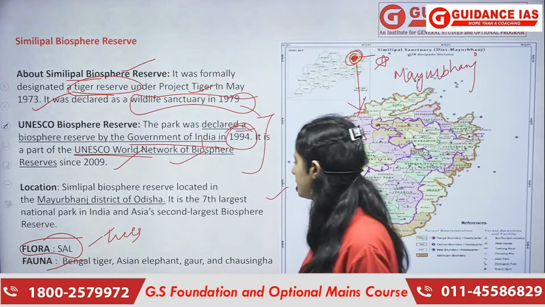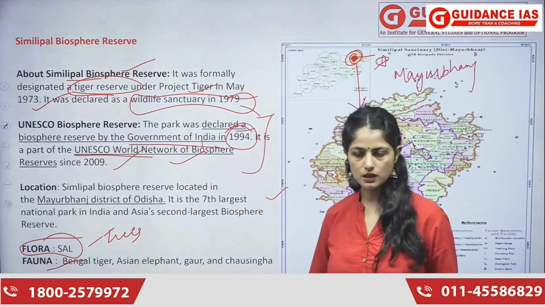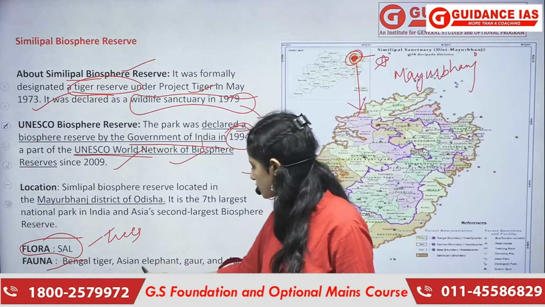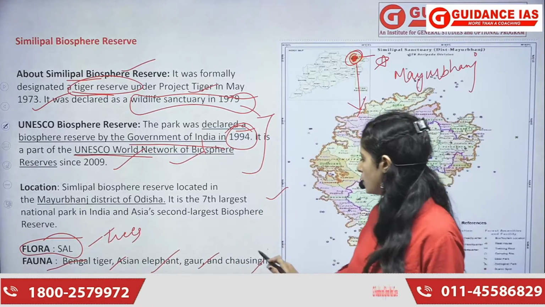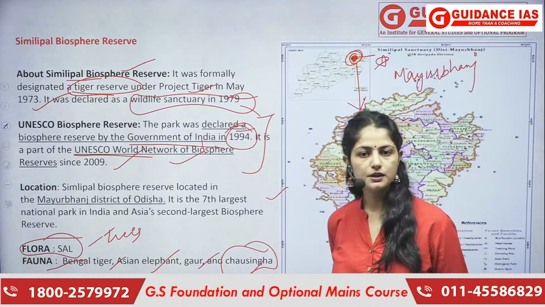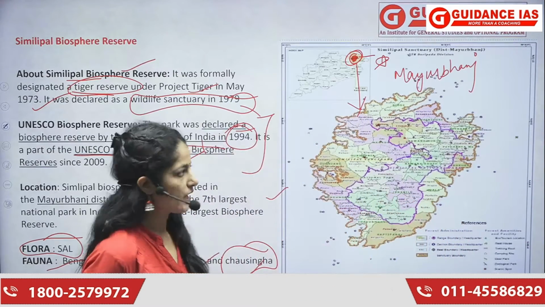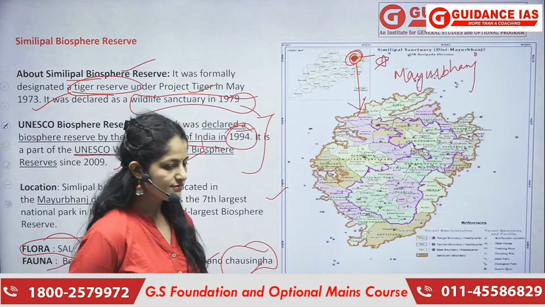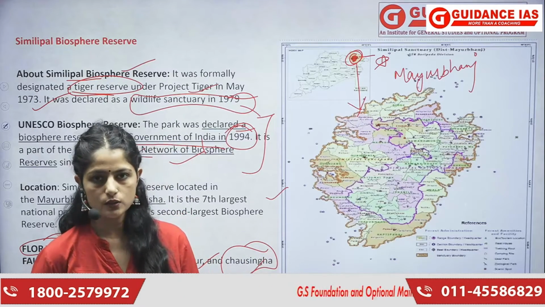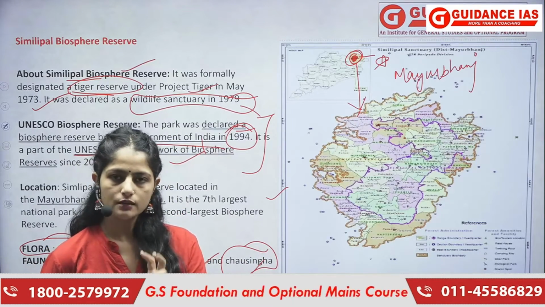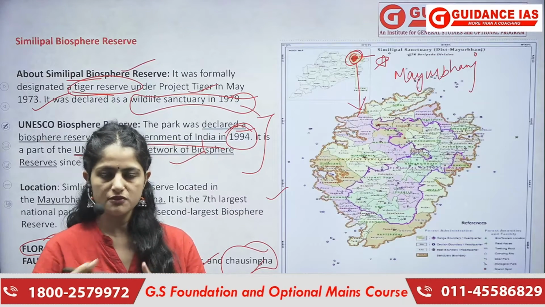Fauna are the animal species found in a particular area. So Bengal tiger, Asian elephant, gaur and chausinga are found in the Simlipal Biosphere Reserve, which is again in Odisha. That is all you need to remember. So if any important biosphere reserve is also there in news now, uske bhi just 2-3 points you have to remember. First is the location.